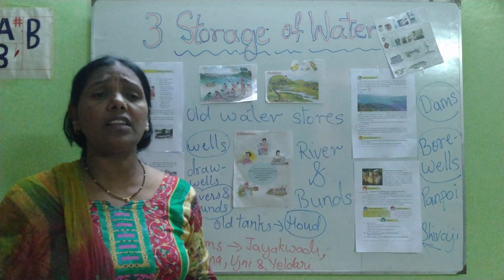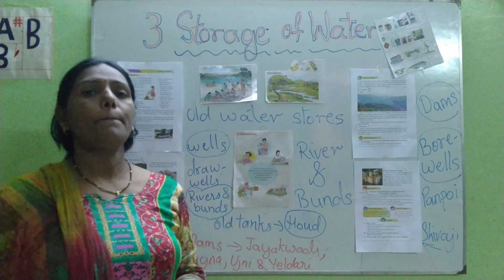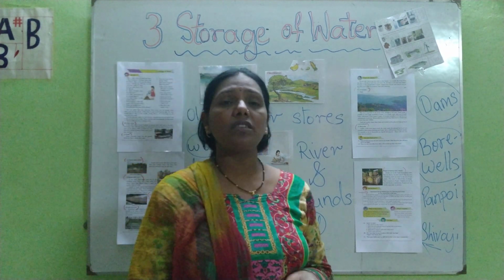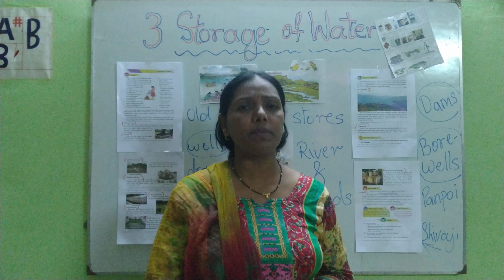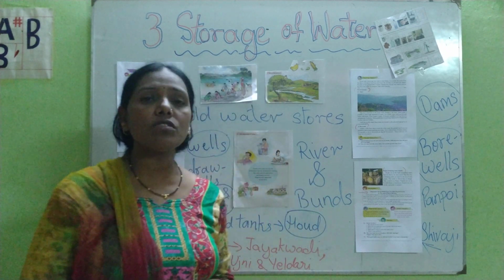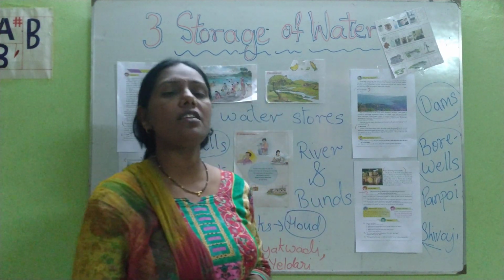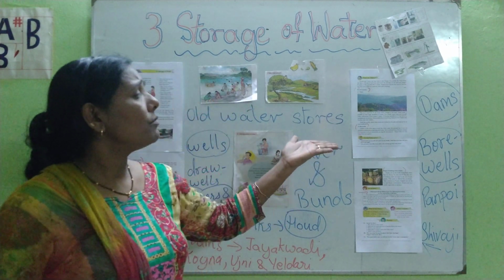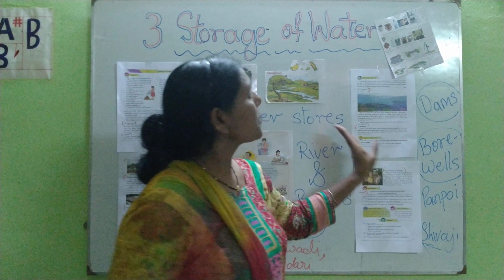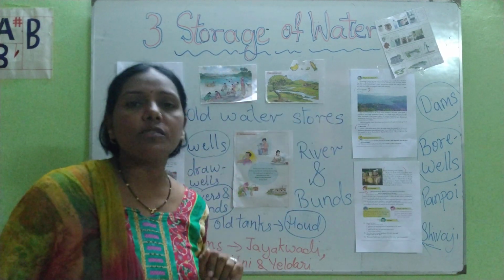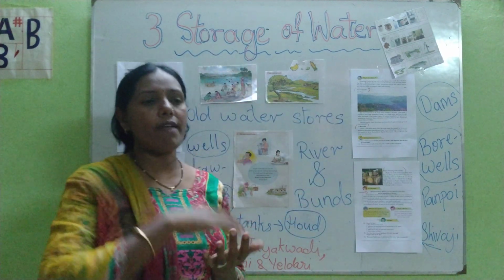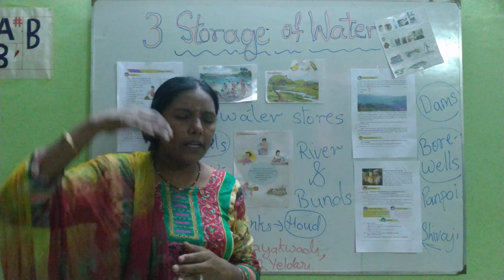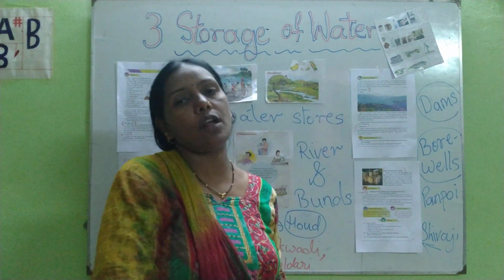We can cultivate the land on a large scale. Plus, nowadays we need water in the factories also for many purposes. So water is the most useful thing for living beings. Now, we also have bore wells. Now what are bore wells? Now you know the well. The wells are very big and deep down in the ground.